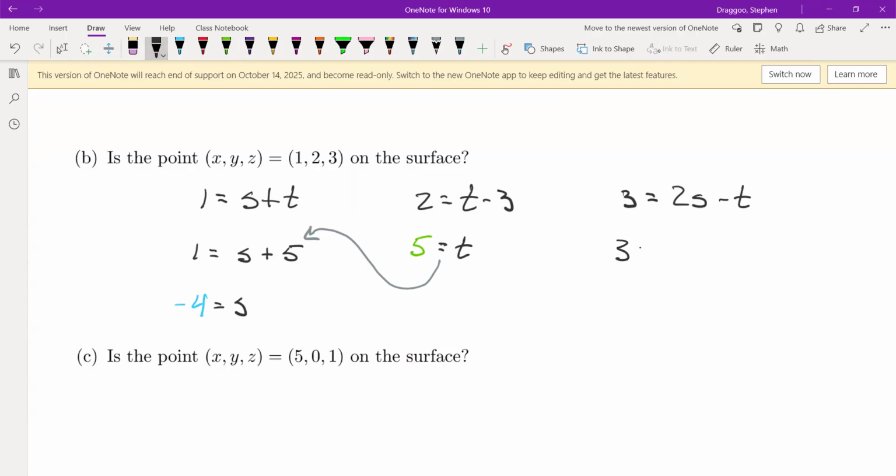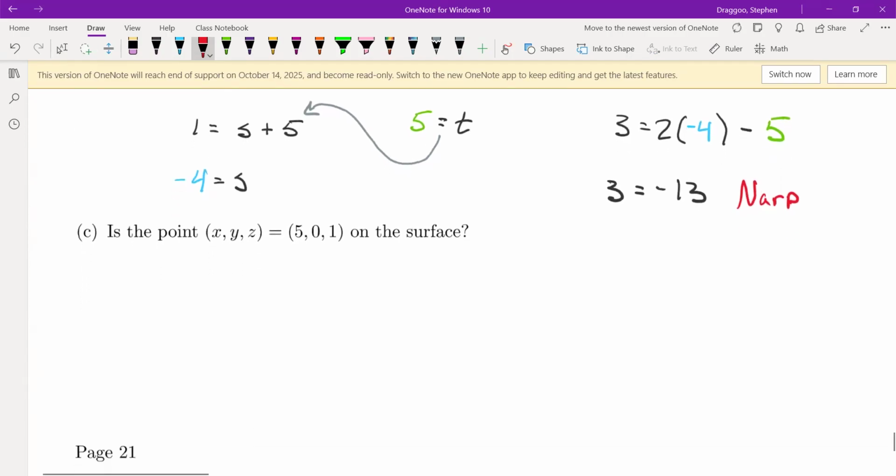which should be 3 equals 2 times -4 minus 5. Giving me the equation 3 is equal to -13. And last I checked, 3 and -13 are not equal. So our point 1, 2, 3 is not on the surface.